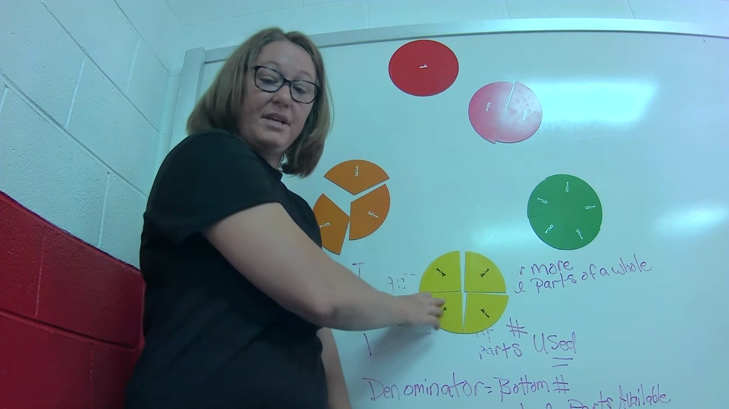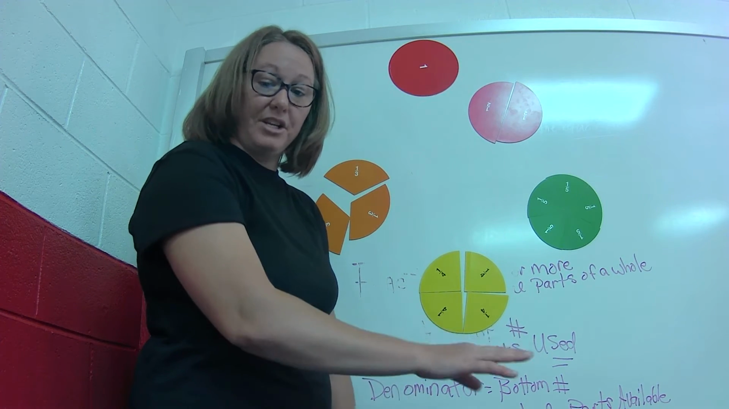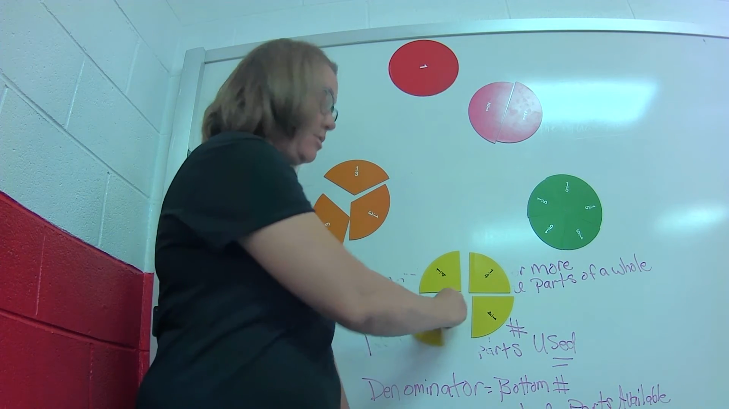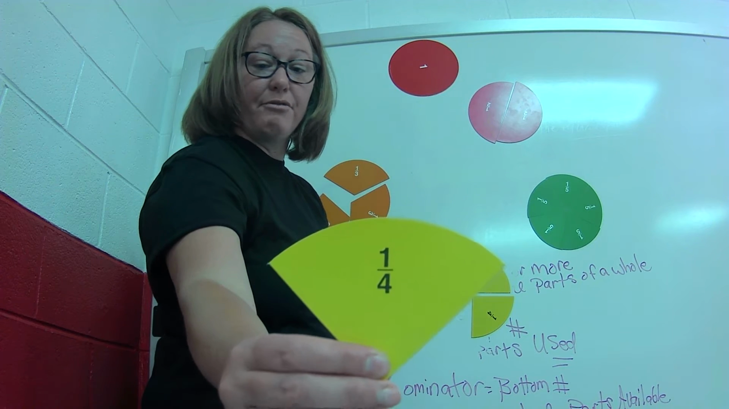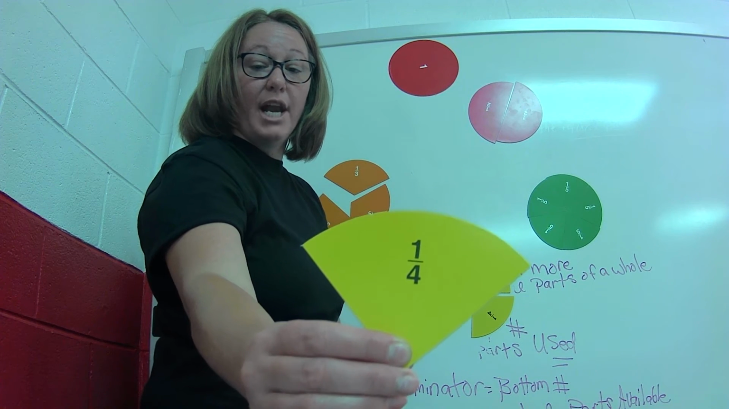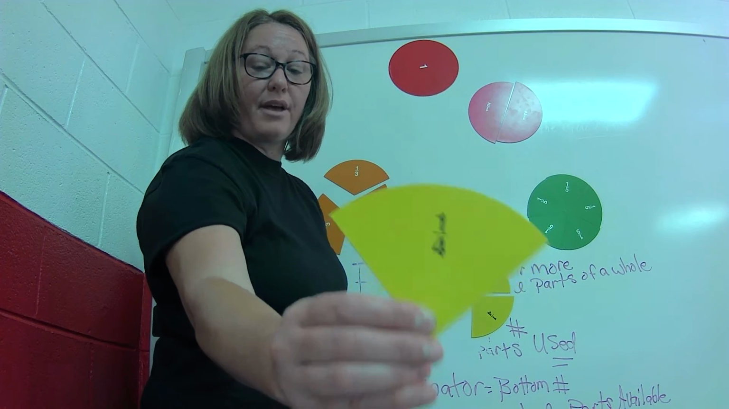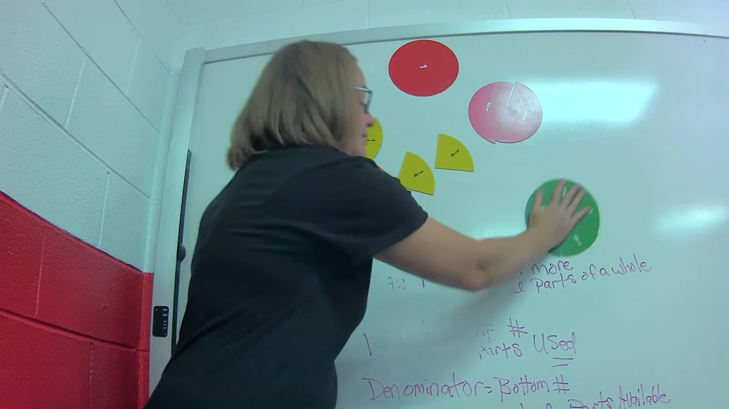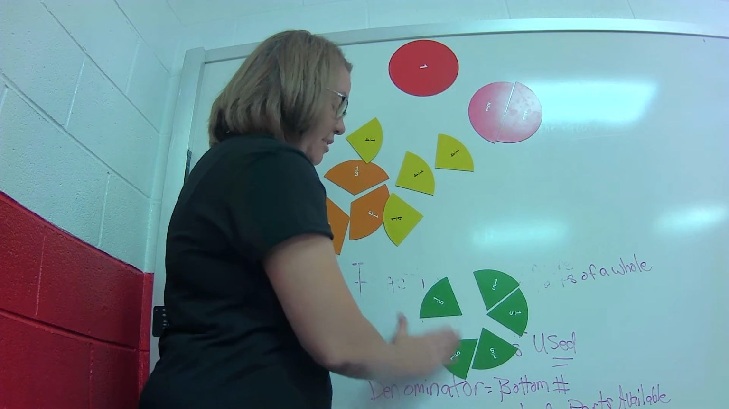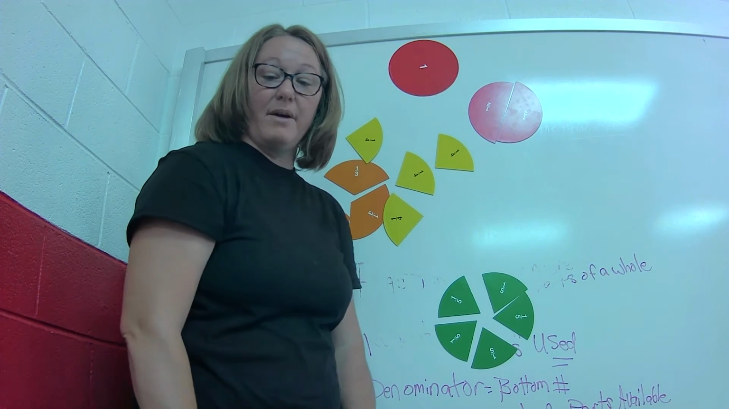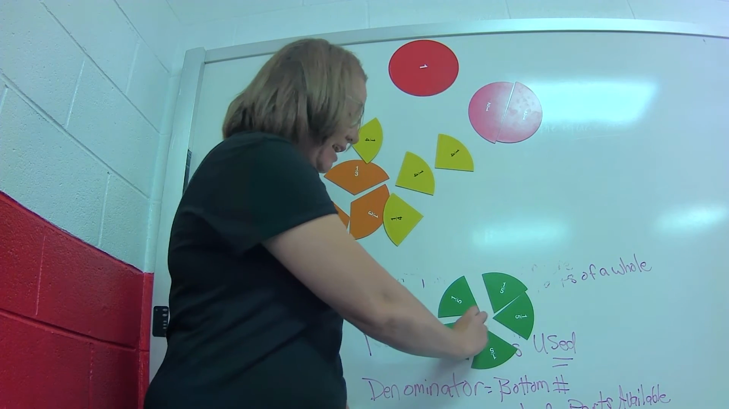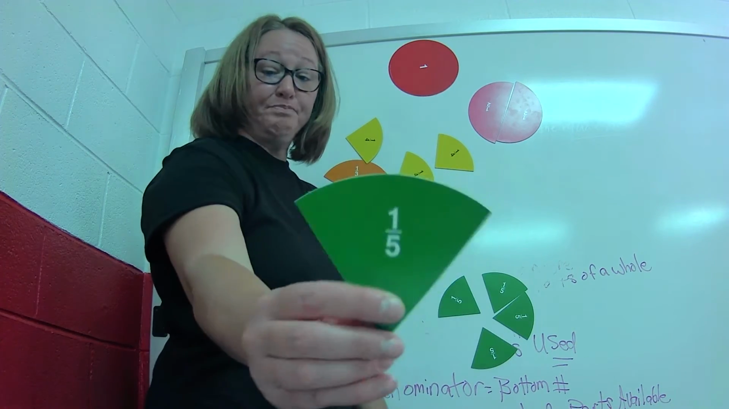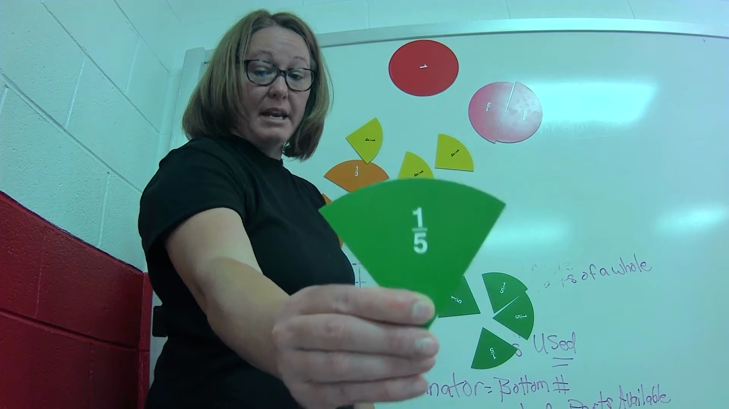Okay, so total number of pieces, my denominator, total number available, I have 4 pieces available. And I ate 1 piece out of the 4, so it would be 1 as my numerator, 4th as my denominator. If I took a pizza or a pie and say I cut it into 5 equal parts, well, 5 would be my denominator. And if I ate 1 piece of the pie, that's the parts used, is my numerator, my fraction would be 1/5.